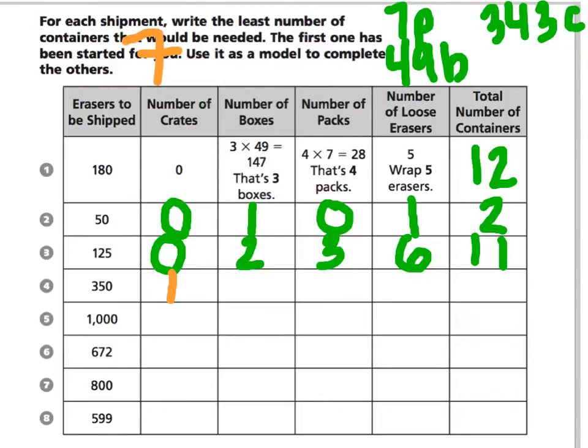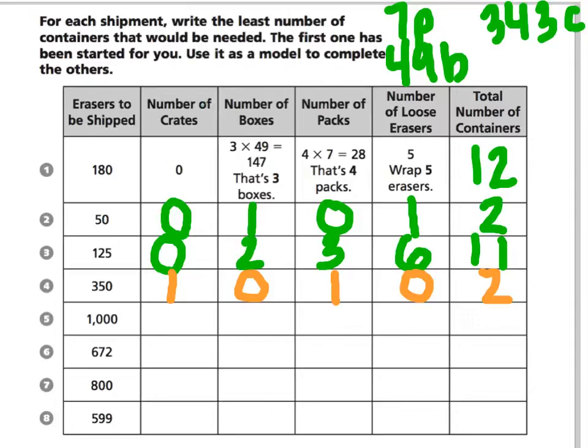So if I only have 7, how many boxes would go into 7? There's 49 in a box, so 7 divided by 49, you cannot do it. So it would be 0. Number of packs, I know that there's 7 in a pack, so 7 divided by 7 is 1. So 7 take away 7 is 0, which means that there would be 0 loose ones. So in all, there would be a total of 2 containers that you would need to use.